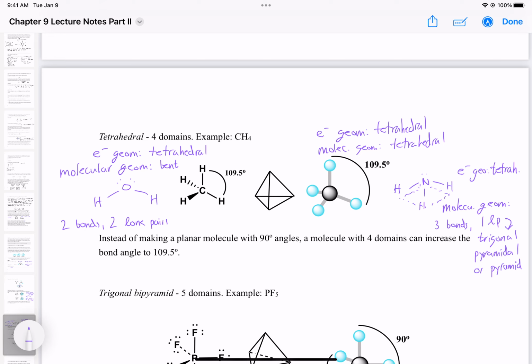Now we could have 3 lone pairs and just 1 bond, but there's no compound that actually displays that kind of arrangement, so we don't have a name for it yet. But these are all the flavors of tetrahedral. All right. So that will be it for this video. I will pick up where we left off, and we'll talk about 5 domains in the next video. So I'll see everyone then.